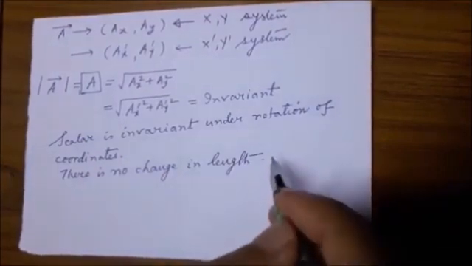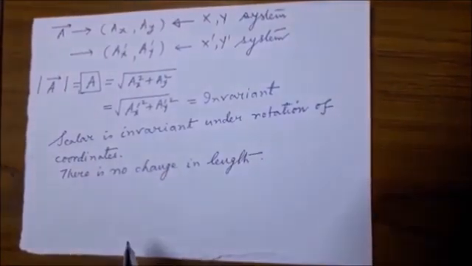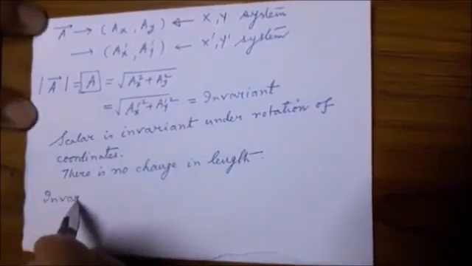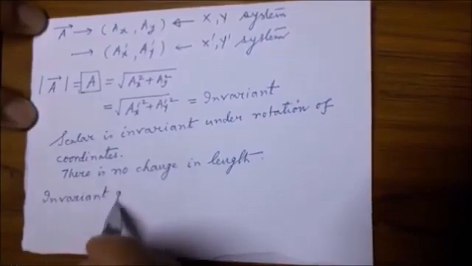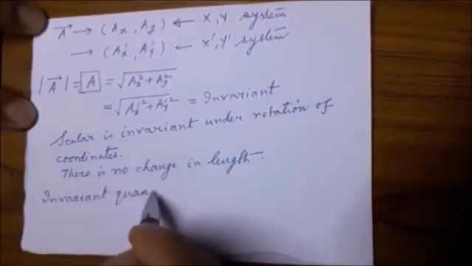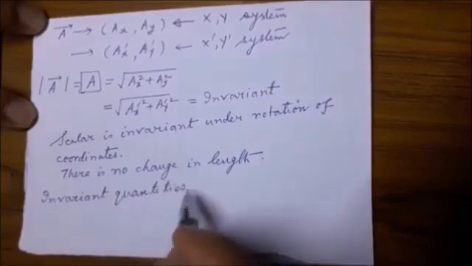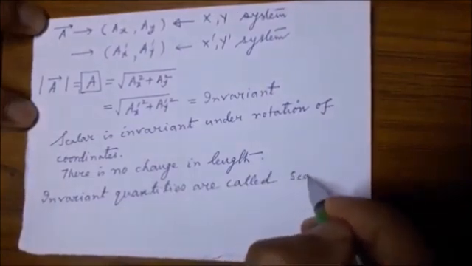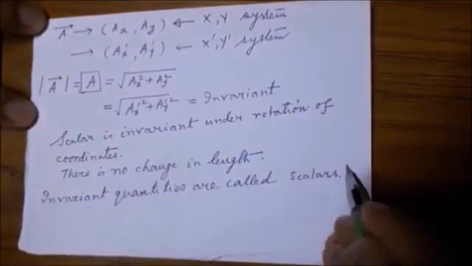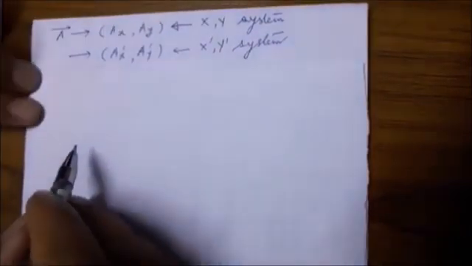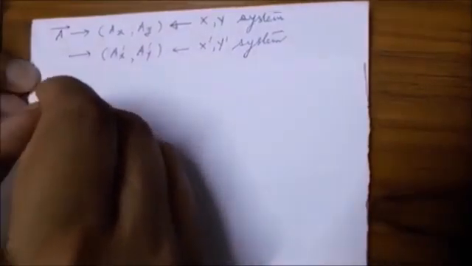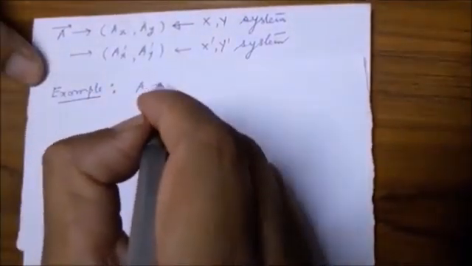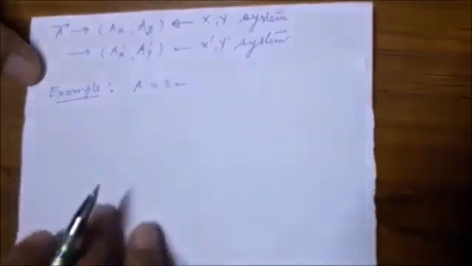or magnitude or modulus. And for this reason, invariant quantities are called scalars. Let us give an example. Suppose A is 5 meters.